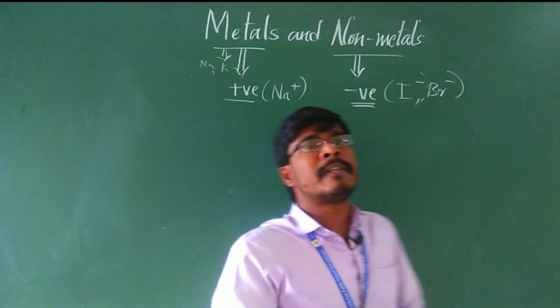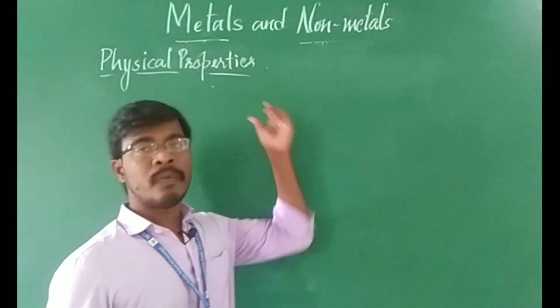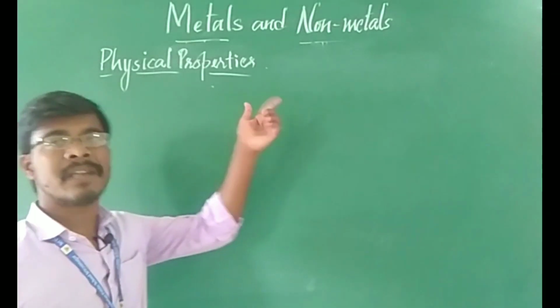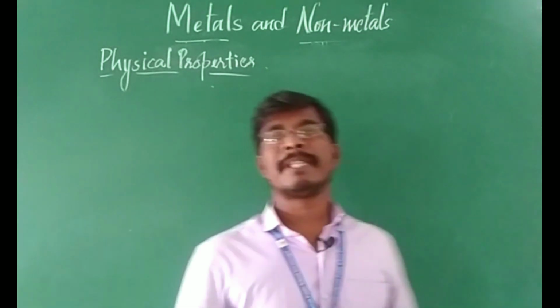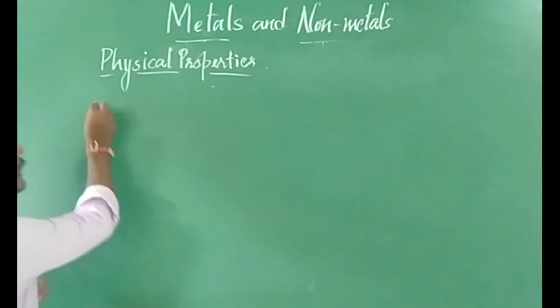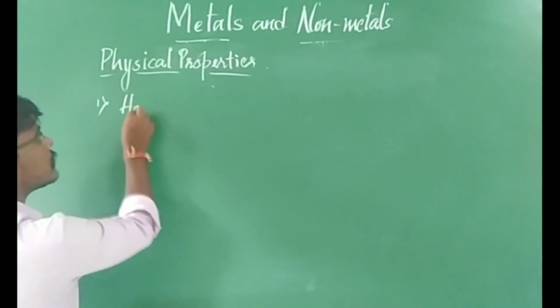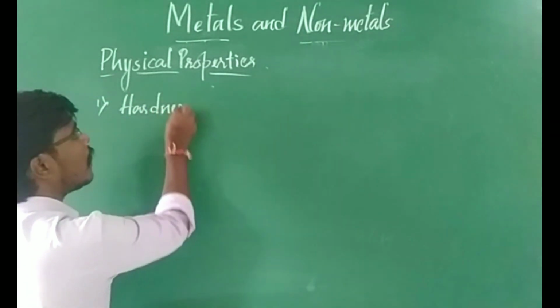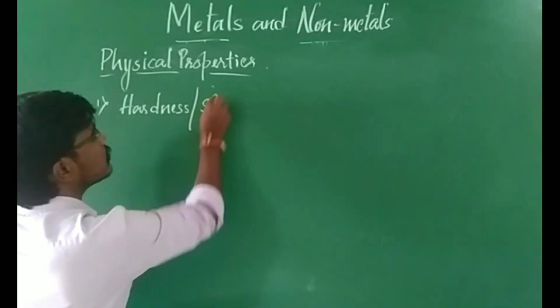Okay, let us go with some of the properties. Now we are moving with the physical properties of metals. When we come to the physical properties of metals, firstly I will go with the first property. It is about hardness or softness.